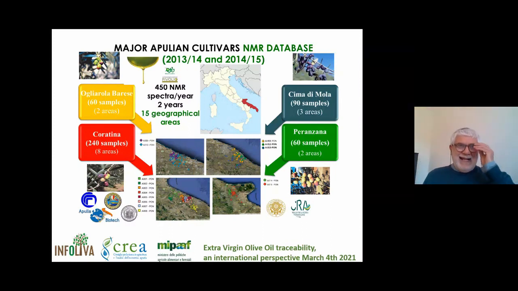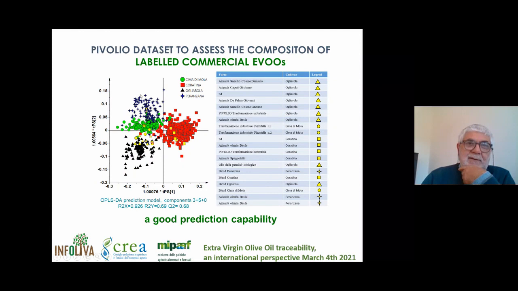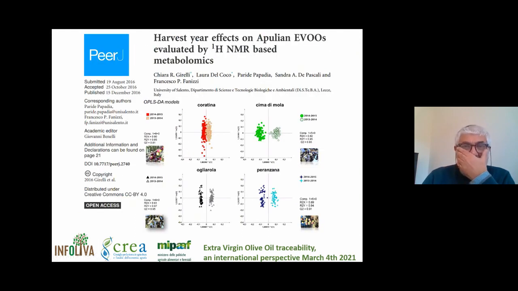This was a national program which also involved CREA. 450 samples from Apulia, the major producer in Italy, were followed for 2 separate years, giving a wealth of information. As you will see, first of all, we had a very good database useful for assessing commercial samples, but not only that. We first demonstrated that Coratina was the least variable variety across two different harvesting years, which were very different at that time, 2014, 2015, and 2013, 2014. And we managed to demonstrate that by a specific result of multivariate analysis.